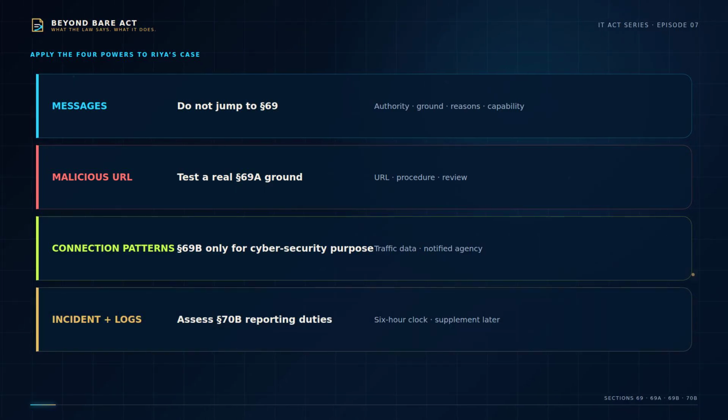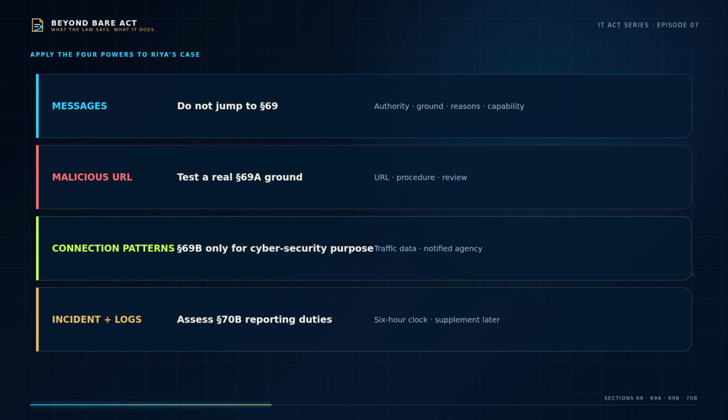Investigators first seek specified stored messages connected with the payment fraud. Do not jump straight to Section 69. Ask what is actually sought. Subscriber data, a preservation request, a production order, a search power and an interception direction are not identical. If Section 69 is invoked, identify the competent authority, the investigation ground, written reasons, specificity, duration and the recipient's real technical capability.